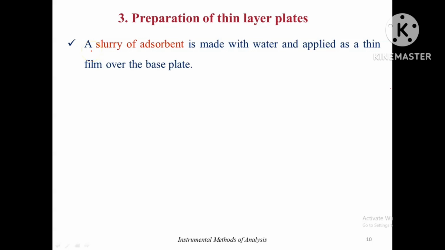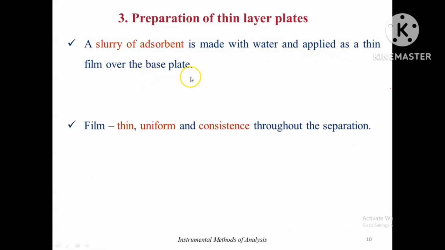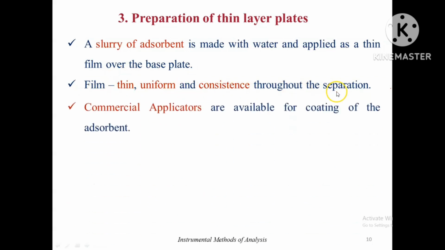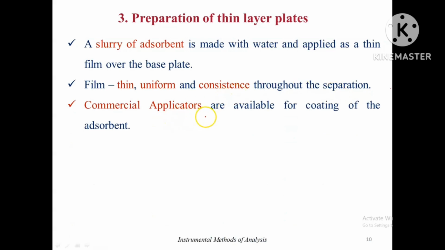The next step is preparation of TLC plates. The slurry of adsorbent is made with water and applied as a thin film over the base plate. The film should be thin, uniform and consistent throughout the separation process. Commercial applicators are also available for coating of the adsorbent.